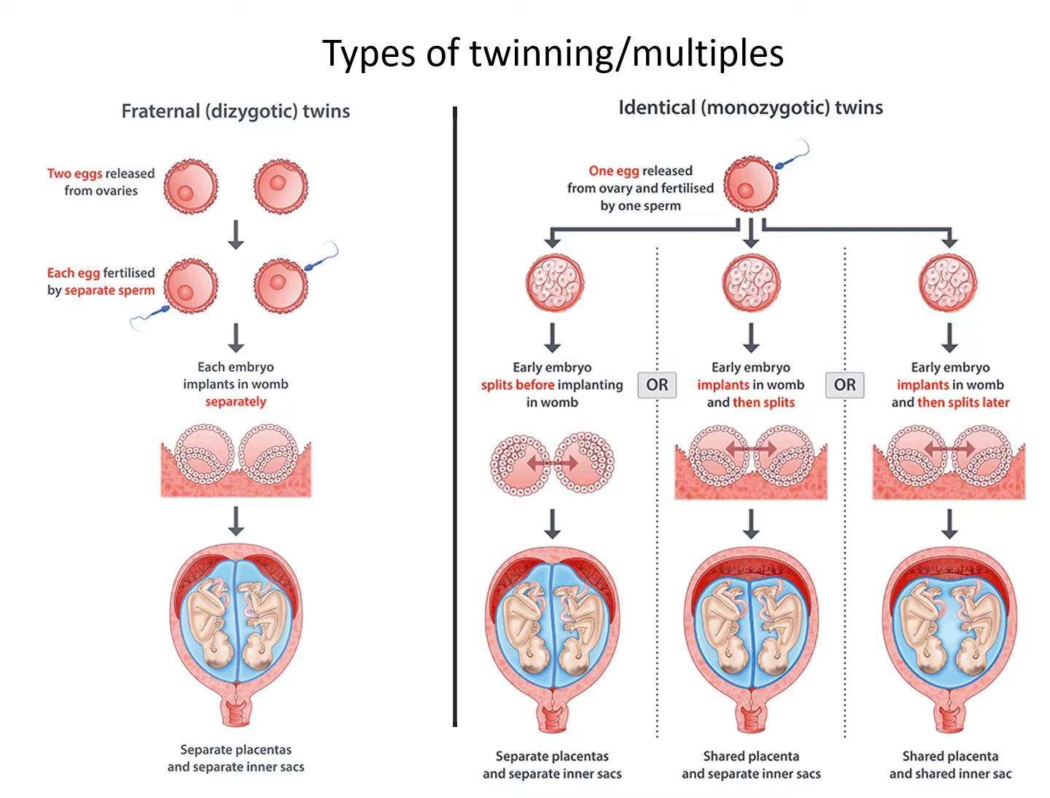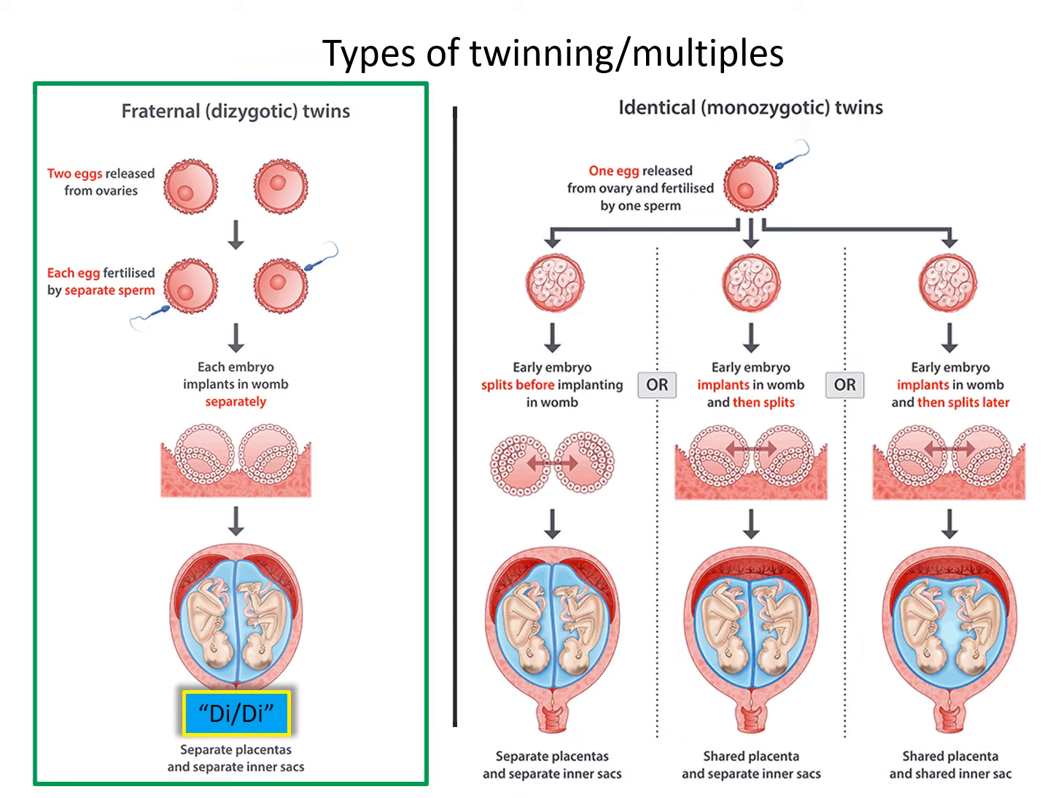So there are two main types of twinning or multiples. You have fraternal twins, which is dizygotic, where two eggs are released from the ovaries, and then each egg is fertilized by separate sperm. And then after that, each embryo implants into the womb separately. And this is considered dichorionic, diamniotic twins, where there are separate placentas and separate inner sacs.